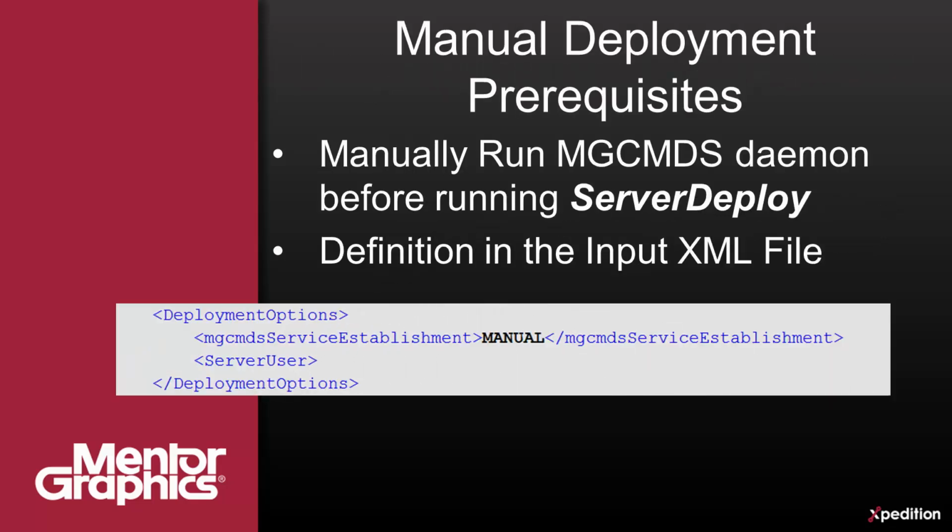The extra manual step, which is the prerequisite for manual deployment, is that you should have the monitoring and diagnostic daemon, MGC MDS, running with the non-root user of your choice. Currently, non-root deployment is only supported on Linux. As for the input XML file, under the Deployment Options section, you should set the MGC MDS service establishment to manual, so that all the derived processes run with the same non-root user that you just defined for the MGC MDS daemon to run with.